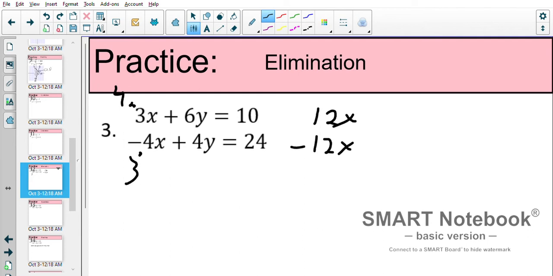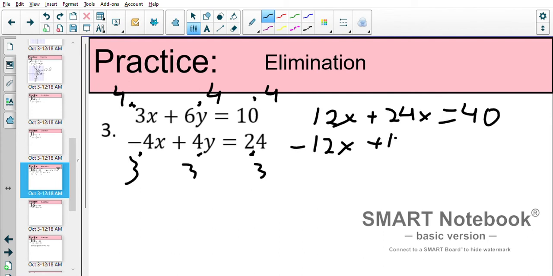And we need to make sure that we do each term with that same thing. So we need to multiply this and this as well by 4. That'll finish out our top equation. That would give us plus 24y. And on the other side, we end up with 40. Down on the bottom, we have negative 12x. We need to multiply this and this also by 3. That gives us 12y. And over here, we end up with 24 times 3 is 72.